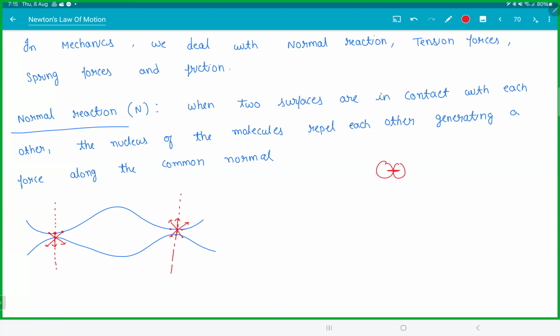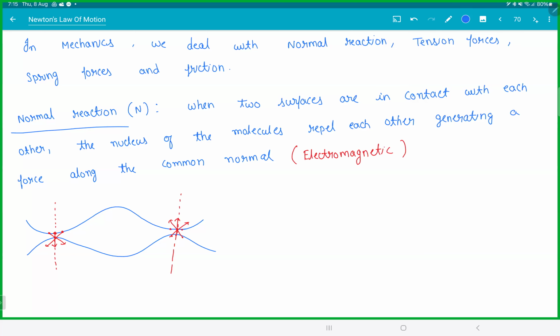So right now, what you're experiencing when you touch something is nothing but a kind of a repulsion between the surfaces. So a normal reaction is nothing but an electromagnetic force. Like I said, all forces fundamentally belong to the four categories. So we call it normal, but at a fundamental level, it's an electromagnetic force. The reason why you get normal reaction is because when you put your hand on the table, what you're experiencing is a repulsion between the molecules on your hand and the table. That is what you're experiencing.